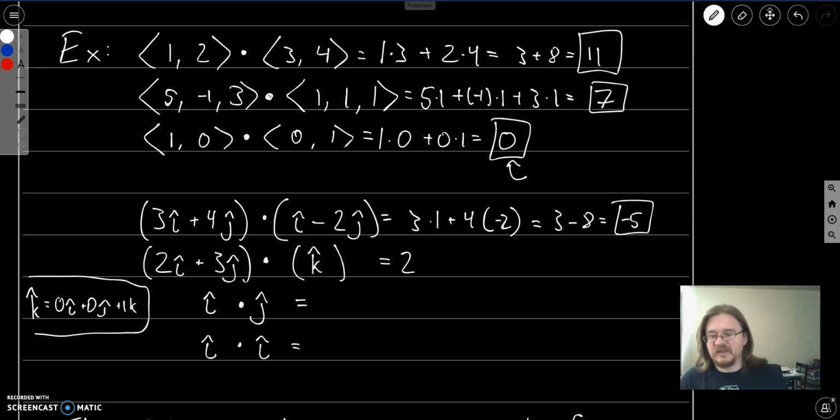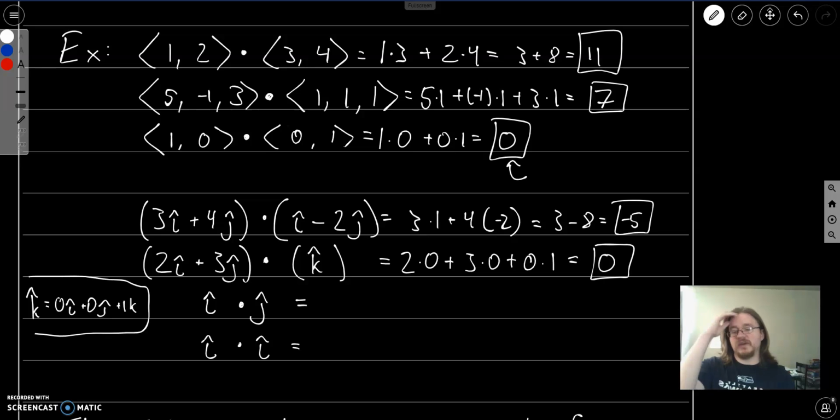So in the x direction, we've got 0. In the y direction, we also have 0, even though this isn't 0, so we have 3 times 0. And then the last one, there's no k component over here. So this is 0 in the z direction times 1 in the z direction over here. So this is 0 plus 0 plus 0, which is 0.